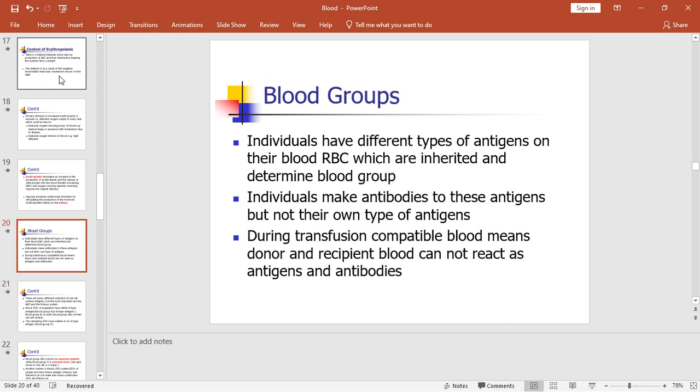Ladies and gentlemen, I'm on slide 20. I'd like to quickly tell you about the blood groups. You know already. So the red blood cells may have certain antigens on their surface.